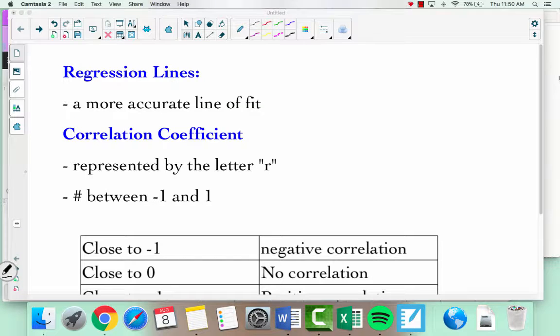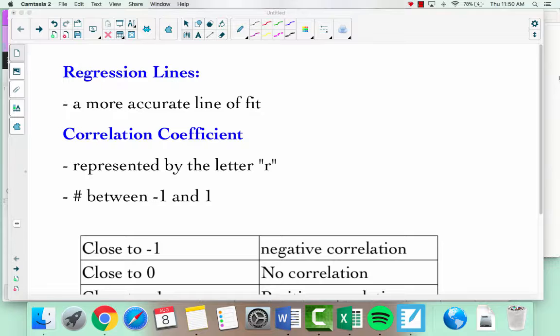Before we get into the example from the last video, there are two things I want to talk about that were going to help us with that example. The first is what we call a regression line. A regression line is basically just a more accurate line of fit. So it's something that's usually going to be calculated either on the computer or on your calculator rather than doing it by hand like you would with a regular line.